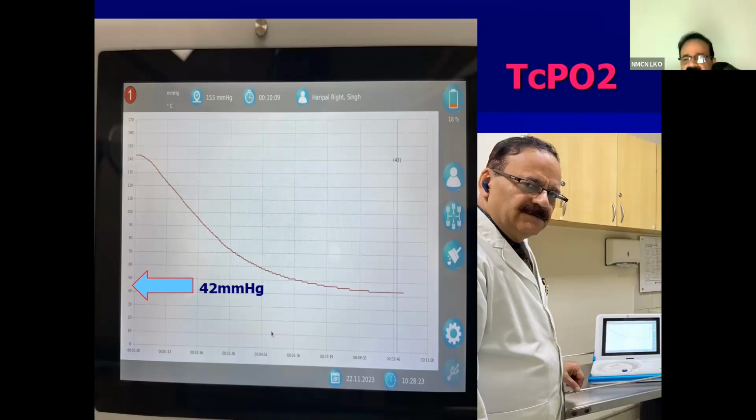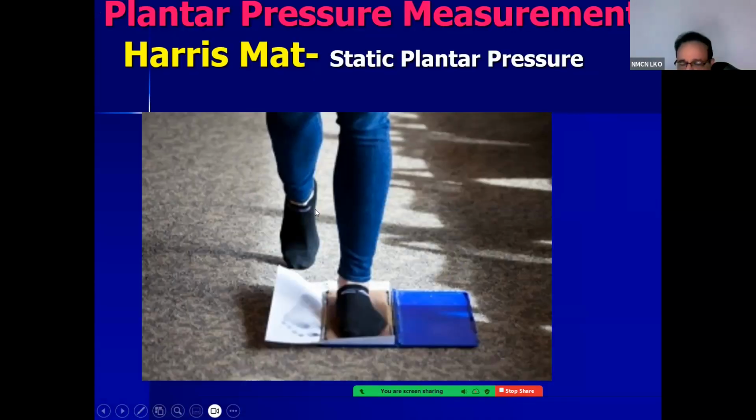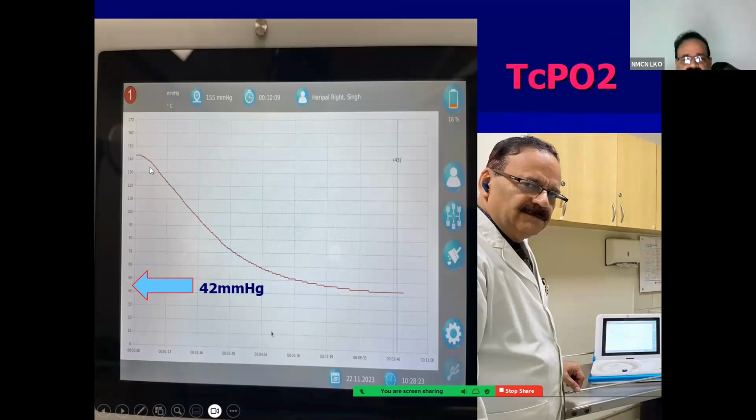So this is a very important tool which we have in BLK-Max hospital. This type of graph, we find it. So it starts from the atmospheric pressure and comes down, and it becomes horizontal. At this level, this is the level. Here you see it's 42 millimeter mercury.